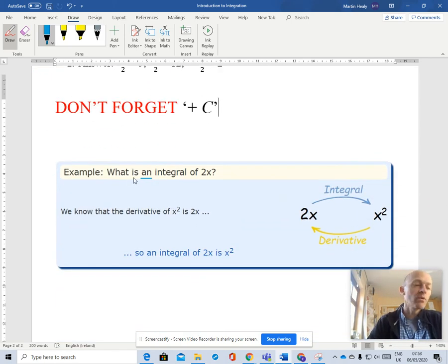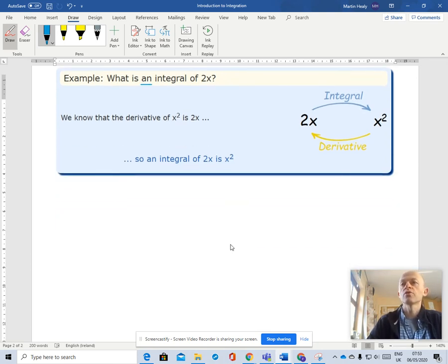Notice here they say, what is an integral in this example of 2x? An example would be x squared. Another example would be x squared plus 3, x squared plus 4, and so on.